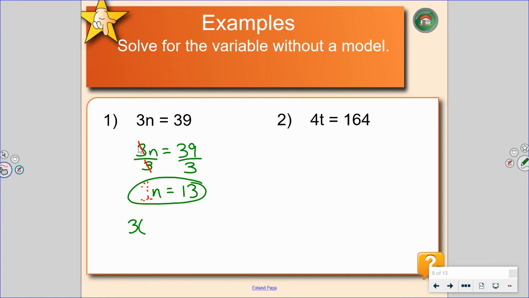Recopy the equation. 3 times some n is equal to 39. But now we believe we know what n is. We believe n is 13. Some people will put a little question mark there. If you need to, cover this up so that you don't cheat your mind. 3 13s is 39, which of course makes a true statement.